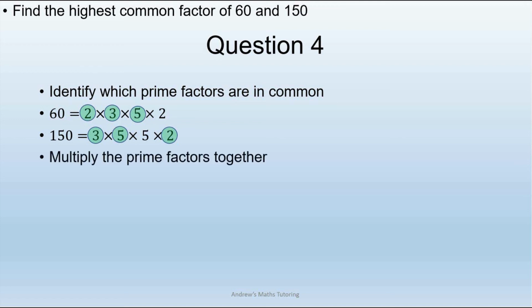Our final stage was to multiply these prime factors together. But be cautious that you only have to do this for one row of circled numbers. We don't multiply all 6. So in this example, we only multiply together 2 times 3, which gives us 6, and then times that by 5, which gives us 30.